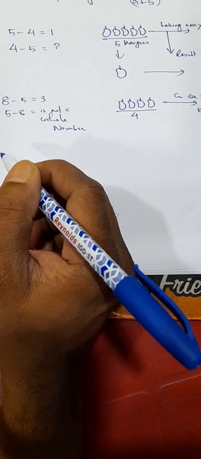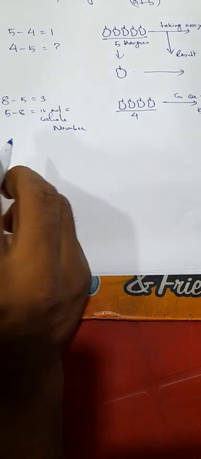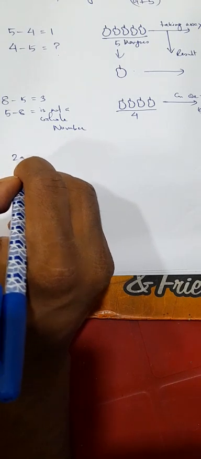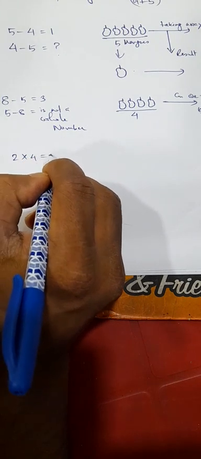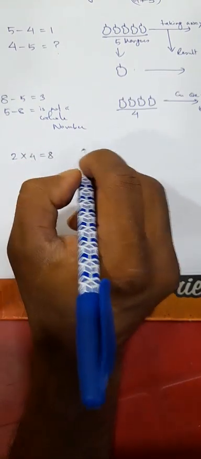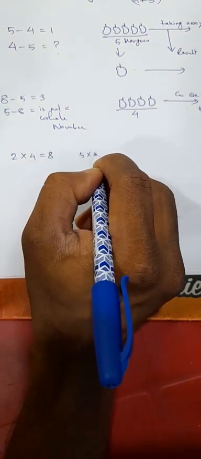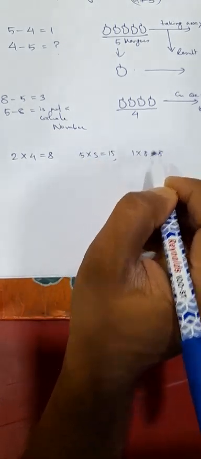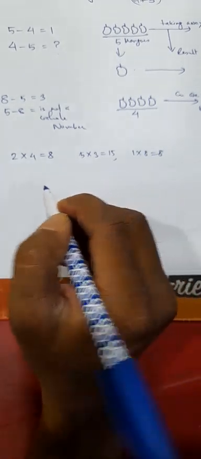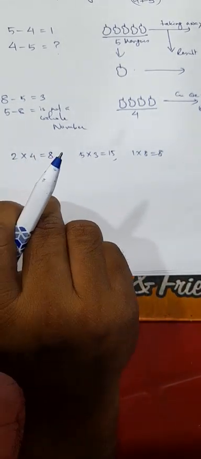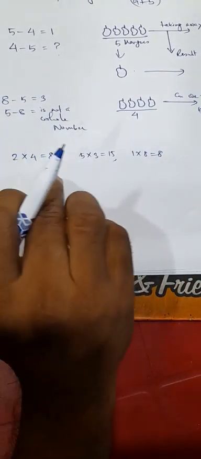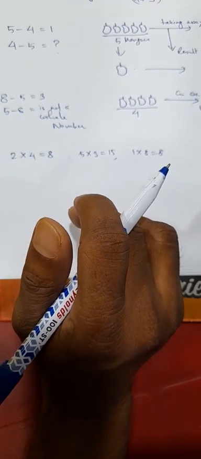Now let us discuss whether whole numbers are closed with respect to the operation of multiplication. For example, if you multiply any two whole numbers, 2 4s are 8, 5 3s are 15, 1 8 is 8. The product of any two whole numbers is again a whole number. That means whole numbers are closed with respect to multiplication. If you multiply any two whole numbers, you will again get a whole number.